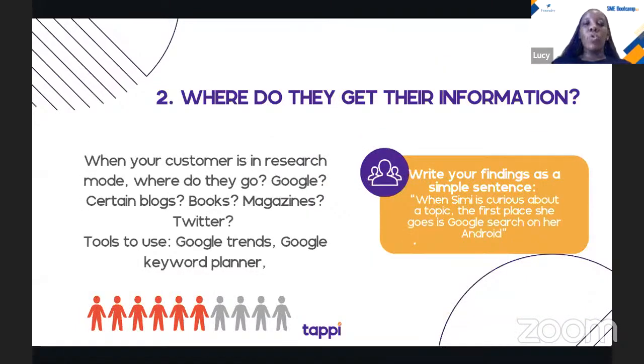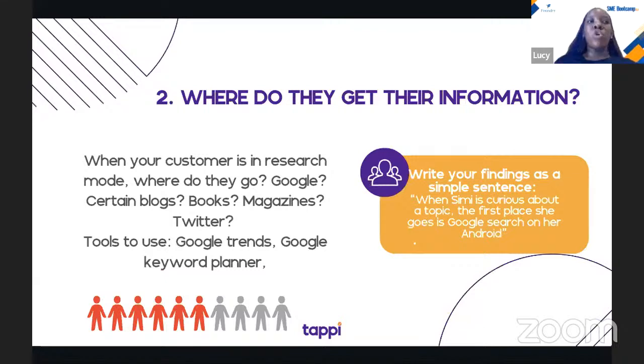So here you have to write your findings in a simple sentence. And I gave an example of a simple sentence of how you can write your findings about where your customer gets their information. So Simi is your customer. Your sentence should be, when Simi is curious about a topic, the first place she goes is Google search on her Android, right?